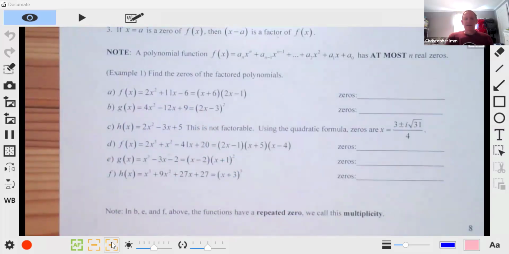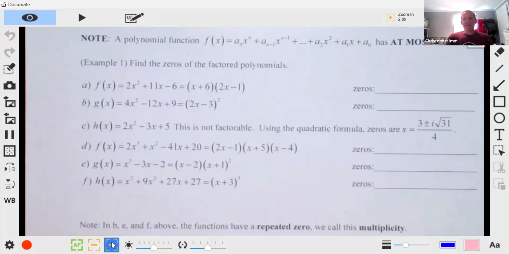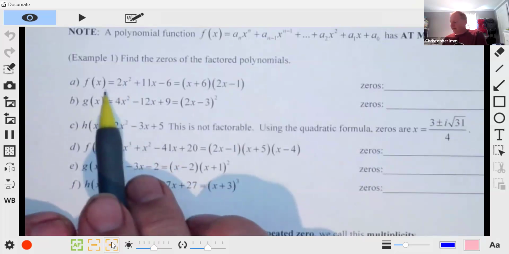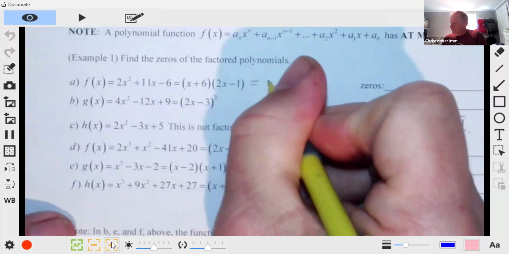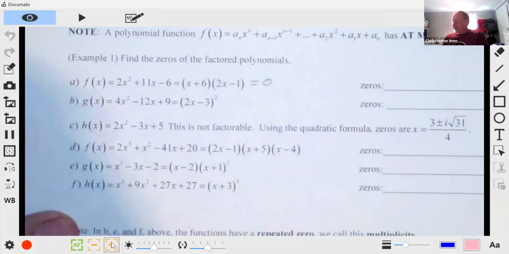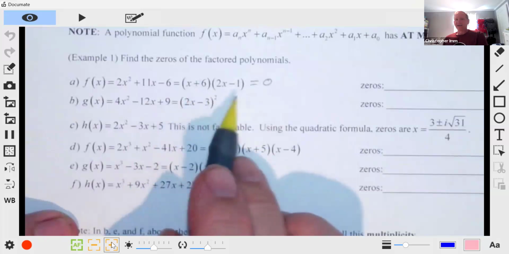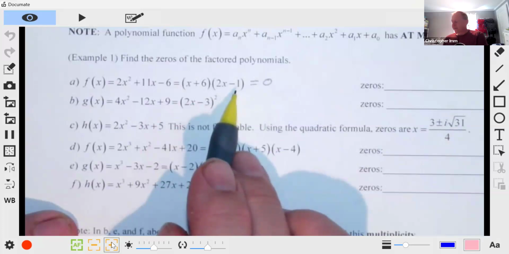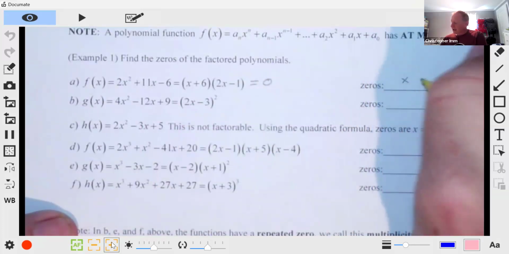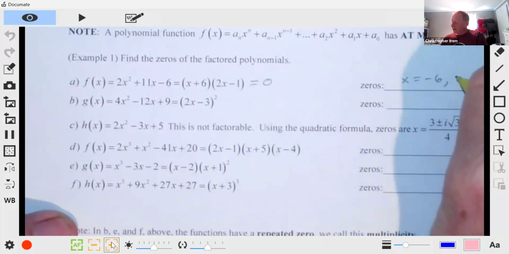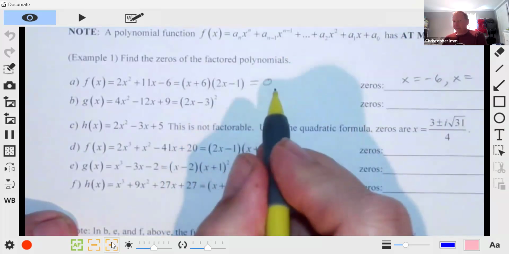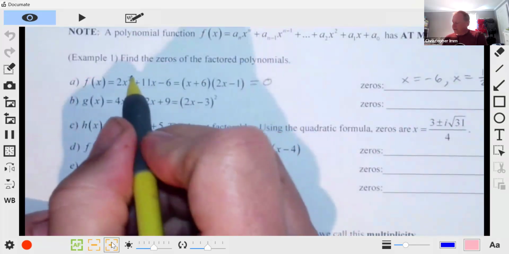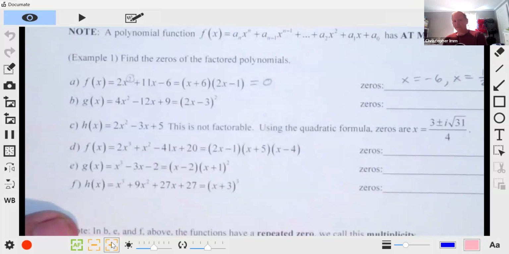So let's go ahead and find the zeros of these factored polynomials. How do we find zeros? Well, we set that function equal to 0 and find those x values. This quadratic has been factored, and we have x plus 6 equal to 0 and 2x minus 1 equal to 0. That means our zeros will be x equal to -6 and x equal to, if I add 1 over and divide by 2, 1/2. This one will have 2 zeros, just like the fundamental theorem tells us.